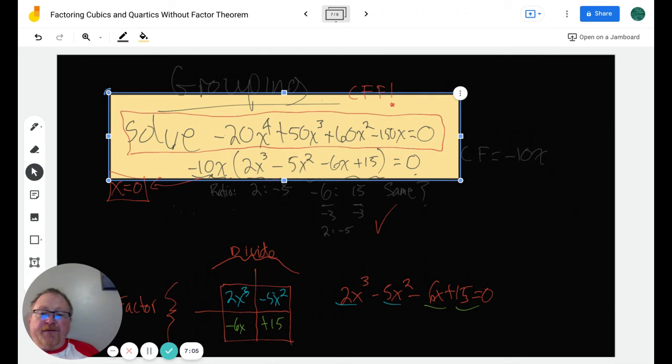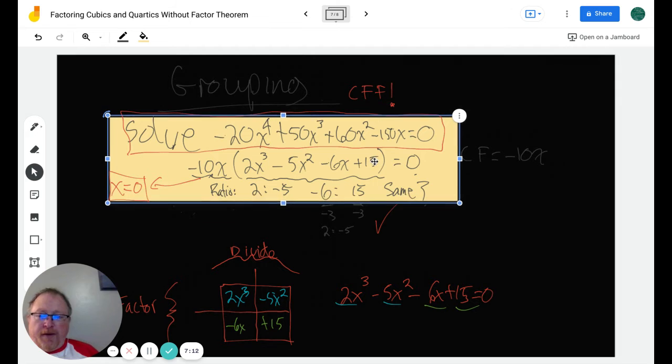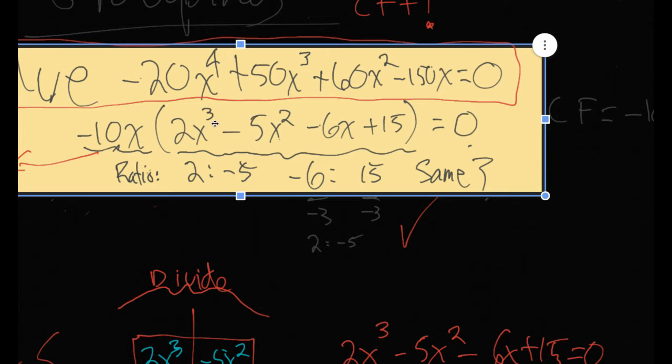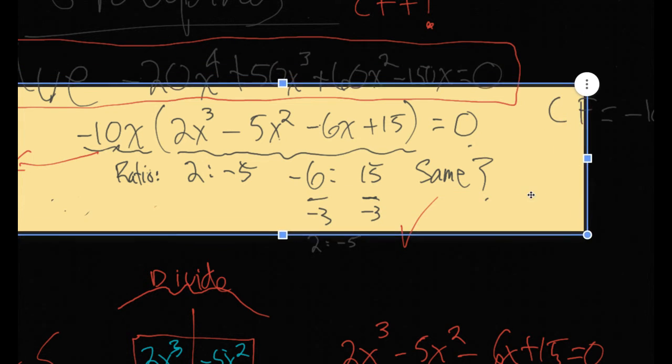So the first thing I have to do is check my ratios. Okay, I have to check the ratios. So I go through this. Oh, by the way, I'm going to get an x-intercept of x equals 0 for that negative 10x, because negative 10x is going to be 0. Now, when I do this, I'm going to check my ratios. 2 to negative 5, and then negative 6 to positive 15. Are those equal? Well, let's actually come over to here and see if they are.